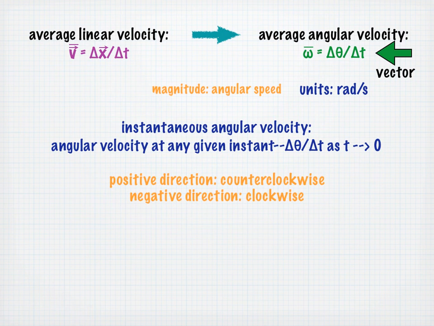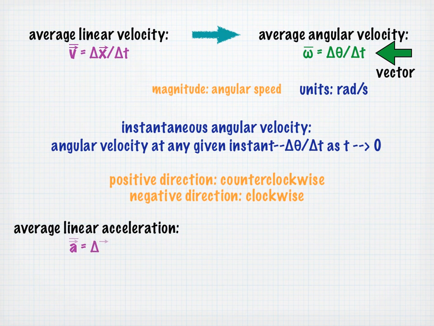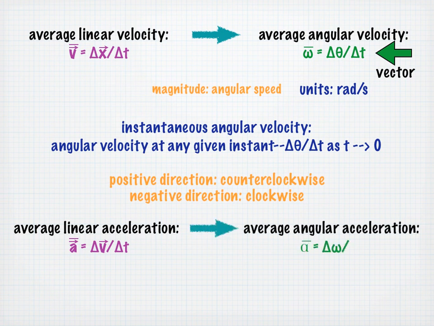We also previously found average linear acceleration by dividing linear velocity by a time interval. Similarly, average angular acceleration is found by dividing the angular velocity by the time interval. Angular acceleration is written as the Greek letter alpha. Angular velocity is in units of radians per second, so angular acceleration is in units of radians per second squared.